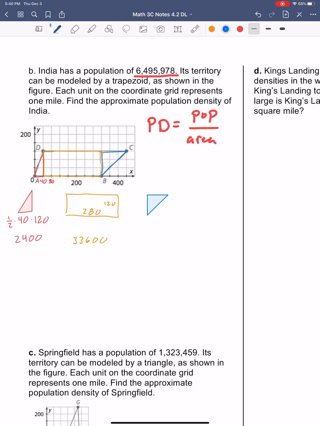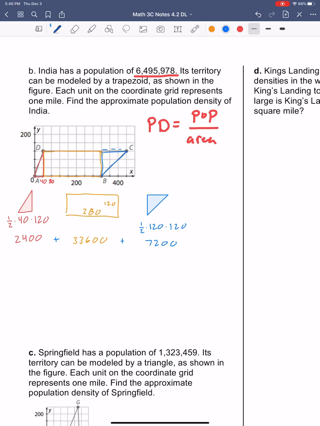And it looks like we have a height still of 120. So 1/2, 120. And it looks like that's going to be by 120 for the base, right? 40, 80, 120. And so then I can multiply those together and I end up with 7,200. And so the entire area for that territory, I would just add up these three pieces here.